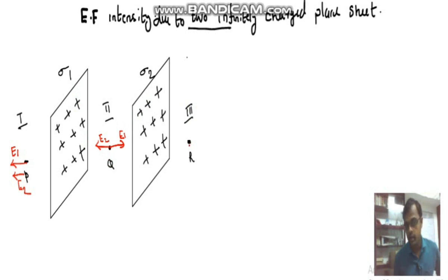Here at the point R, what is the electric field due to sigma 2, the second plate? It will be acting in the right side direction, so that is E2. What is the electric field due to the first charged plate at the same point R? That will be acting in the same direction towards the right side, that is E1. Now we have got the directions of the electric field.